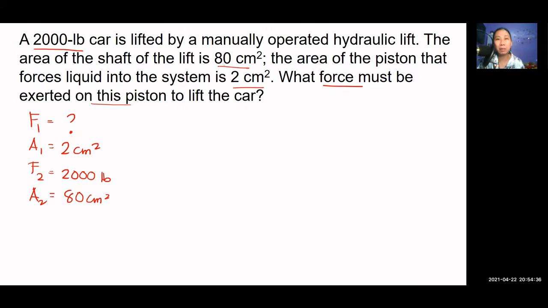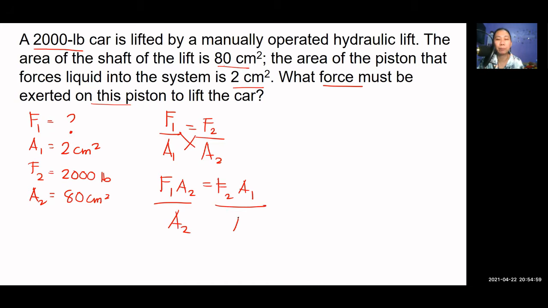Okay, so kung gagamitan natin to ng Pascal's principle, so meron tayong F1 over A1 is equal to F2 over A2. So, para ma-solve natin ang F1, cross-multiply muna tayo. So, F1 A2 is equal to F2 A1. So, since ang sinusolve natin ay yung F1, i-divide natin both sides of the equation by A2. Para ma-cancel ang A2 rito sa left side. So, ngayon, meron tayong F1 is equal to F2 A1 over A2.